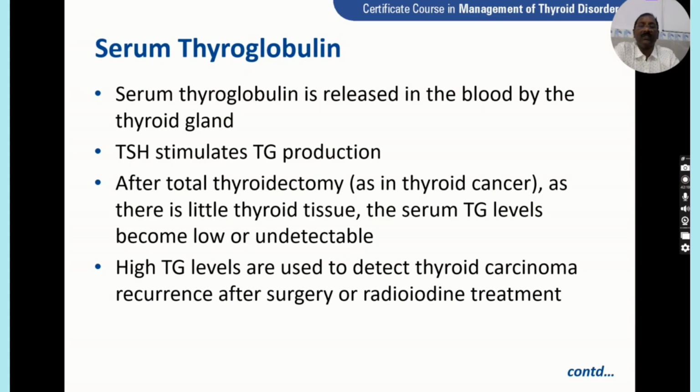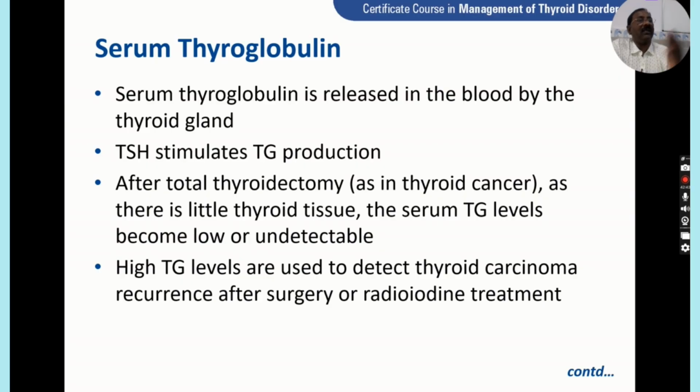So high TG levels are used to detect thyroid carcinoma recurrence after surgery or radioiodine treatment. In all the surgeries, they keep some remnant of thyroid tissue. Some amount of thyroid tissue will be left after thyroidectomy. So after thyroidectomy, what do you expect thyroglobulin levels to be? High levels or low levels? Low levels only, because there is no thyroid tissue.